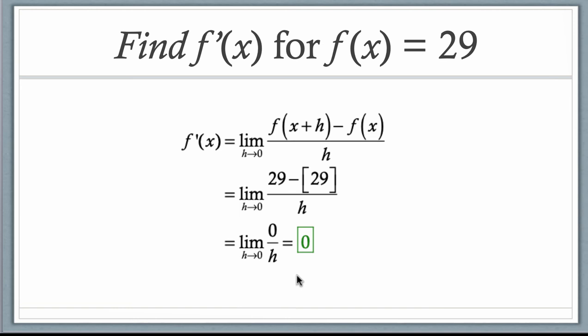And this result should seem logical because f of x equals 29 is a constant function. And we know that the graph of any constant function is just going to be a horizontal line. Well, the slope of the horizontal line is always 0. So having the limit of the difference quotient equal to 0 should make sense.